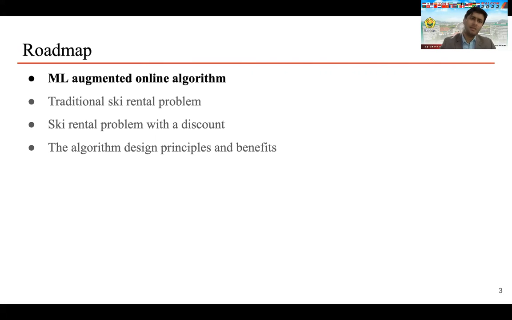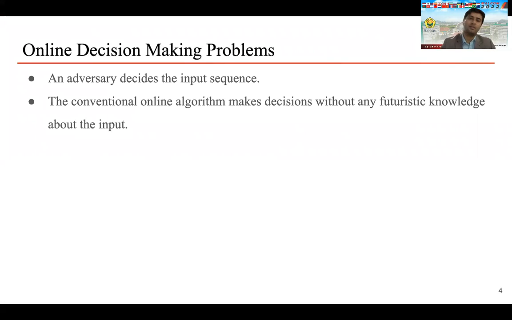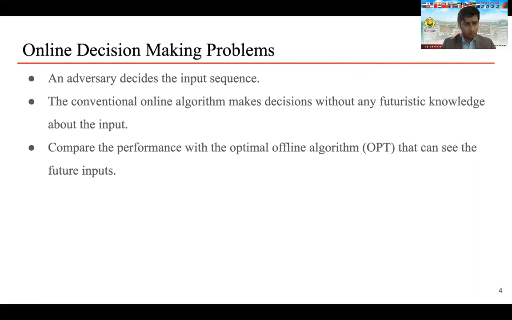So firstly, the email augmented online algorithm, or what is email augmentation? What do we augment and how do we do that? Before going there, just to briefly introduce what online decision-making problems are. There is an adversary that decides the input sequence, and the conventional online algorithm makes decisions without any futuristic knowledge about the inputs. We compare the performance of the algorithm with the optimal offline algorithm, which we call OPT, and OPT can see the future inputs.